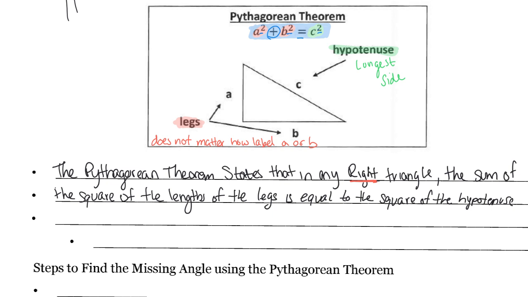So you may be thinking, why do I care about the Pythagorean theorem? So we use it to find a missing or unknown side of a right triangle.